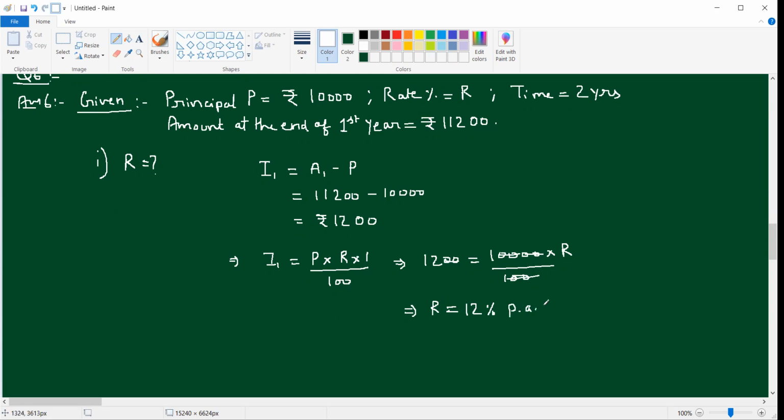Clear? Any doubt? No, sir. Second part is now very easy. The amount at the end of second year you have to calculate. So it is like the previous questions you have done. So you all must be able to do it. So up to question number 6 you have to do in your homework.